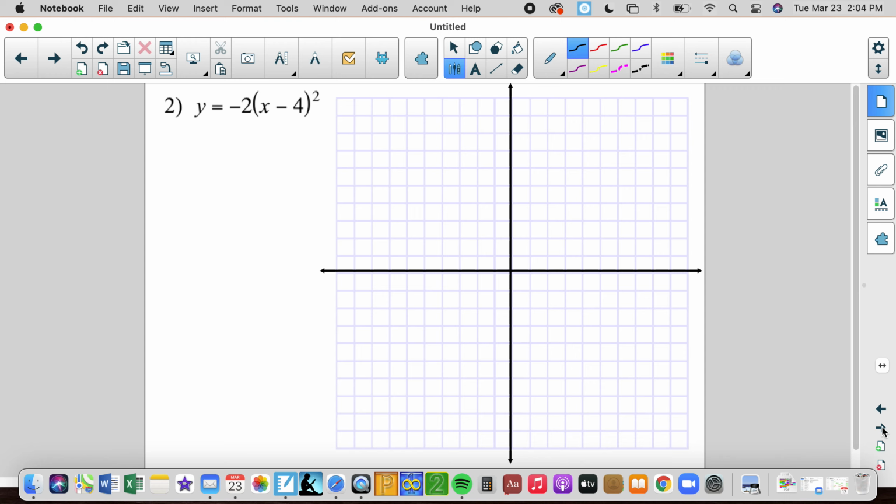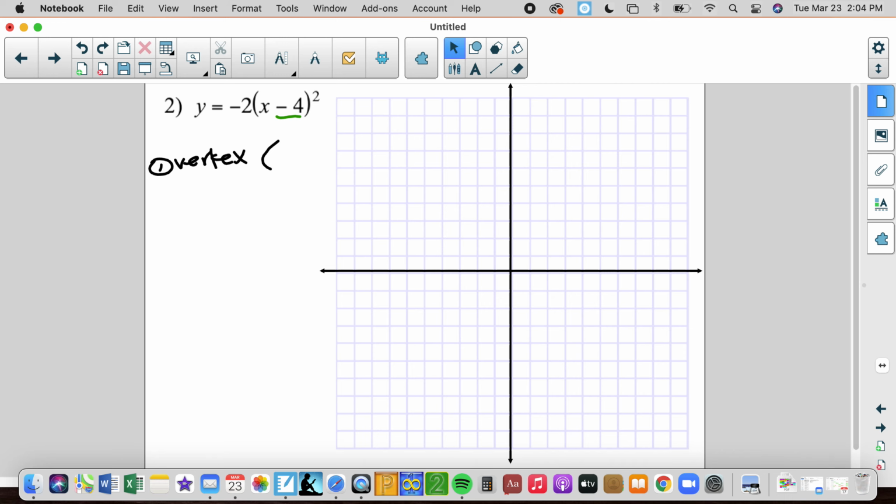So when we have this and we have to find the vertex, remember the x value of the vertex is going to be the opposite of whatever is being added or subtracted to x. So my x coordinate for my vertex is going to be 4. And then I know that my y value is whatever is being added or subtracted here. Well, what's being added or subtracted outside the parentheses? Nothing. So my y value is going to be 0.